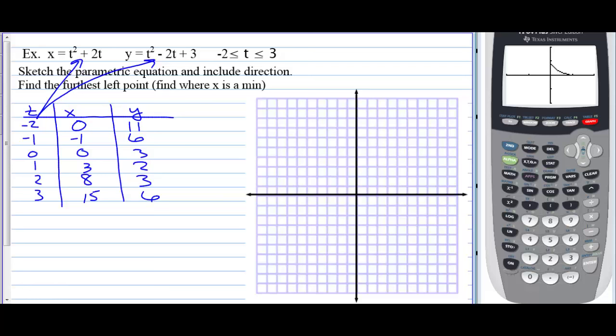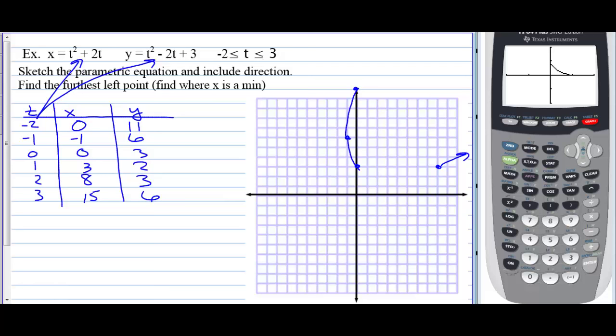So (0, 11) is a little off the map. -1, 1, 2, 3, 4, 5, 6. 0, 1, 2, 3. (8, 3). 2, 3, 4, 5, 6, 7, 8. 3. And then we're off to (15, 6). So it's a graph like that.